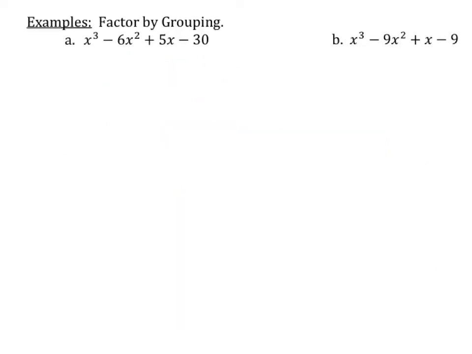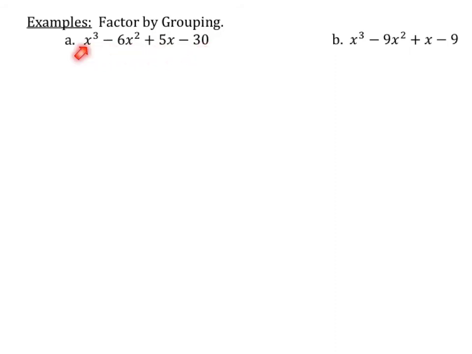All right, in this first example, we have x cubed minus 6x squared plus 5x minus 30. Notice here I have four terms. This is my first term, this is my second term, this is my third term, and this is my fourth term. All right, looking at each of those terms, there is not a greatest common factor that includes a common factor for all four terms.